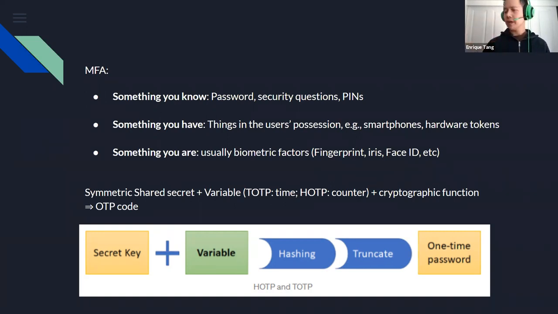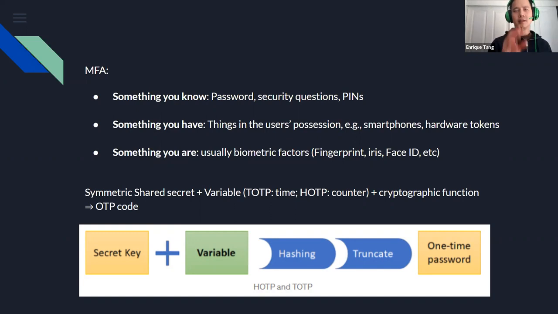And then something you have is basically something in your possession. So in this case, it could be smartphones or hardware tokens. It could be the non-biometric kind of FIDO keys. And then something you are. Lastly, something you are is usually based on some kind of biometric signals, right? Fingerprints, your iris patterns, your face ID, right? So these are the examples.